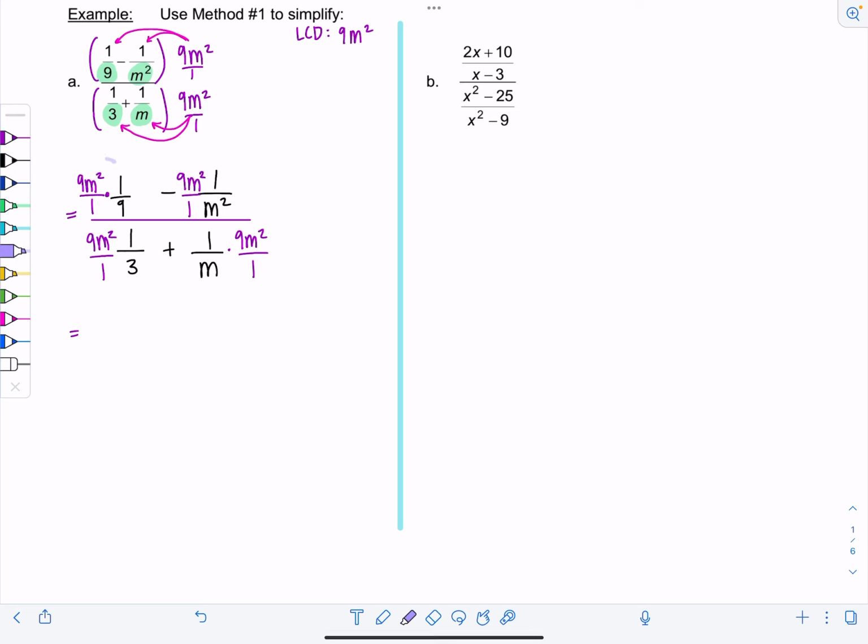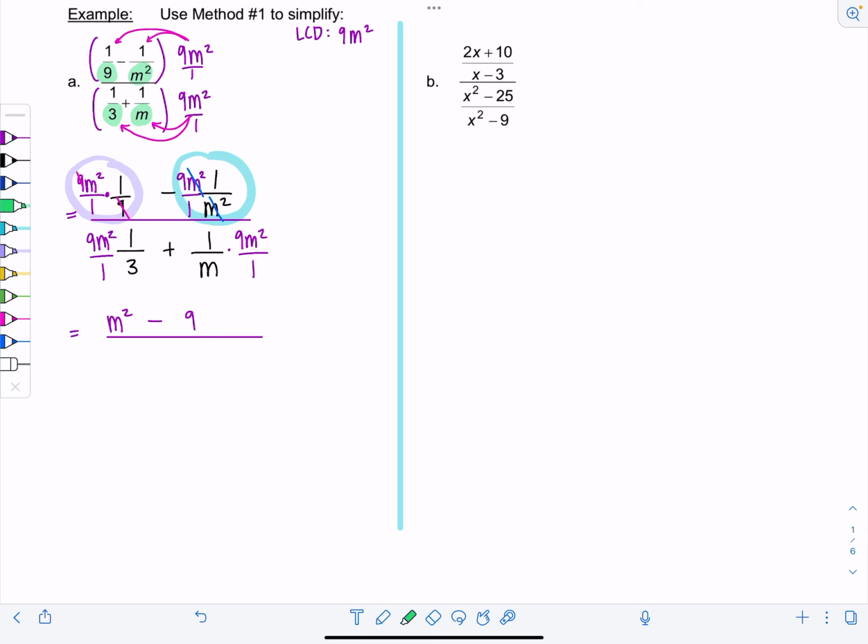So notice here in this first term, what can we cancel out? I can cancel out a 9. So I'm just left with now m squared for that first term, minus, and then now let's look at the second term in the numerator. What's going to cancel out? I can cancel out an m squared, right? So I just have a 9 left over.